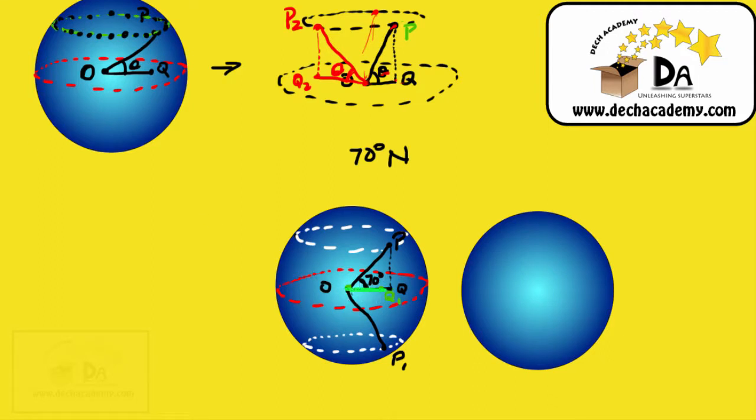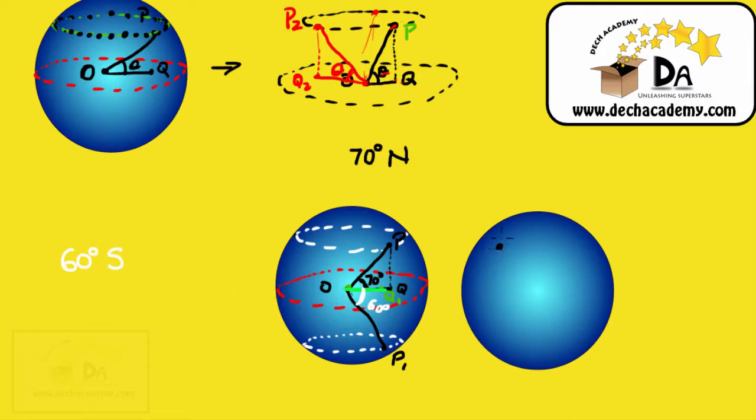So it's just the angle formed here, this angle here. And say that angle is, let's say, 60 degrees. It means that the latitude of point P1 is 60 degrees south. So you always have to note down whether the line of latitude that the point lies on is to the north or to the south of the equator.